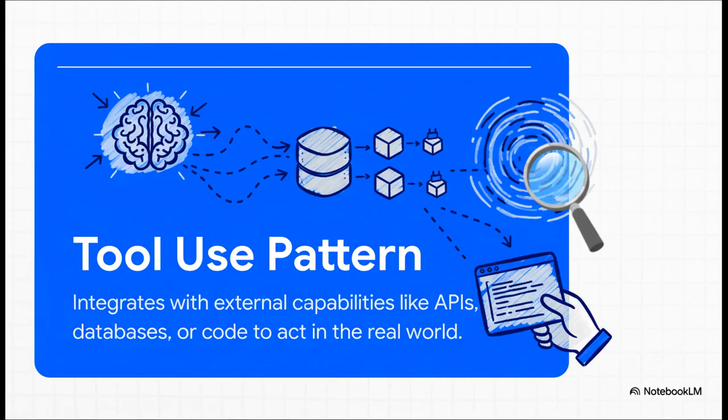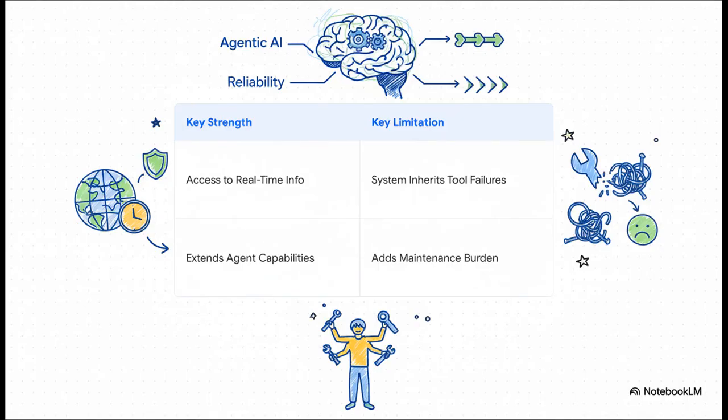It's what lets an agent break out of its static knowledge and do things in the real world, right now. It can call an API, search a database, or run a piece of code. This is what turns it from a chatbot into something that can actually get stuff done. But, and this is a big but, there's a catch. Your agent is now only as reliable as the tools it's using.